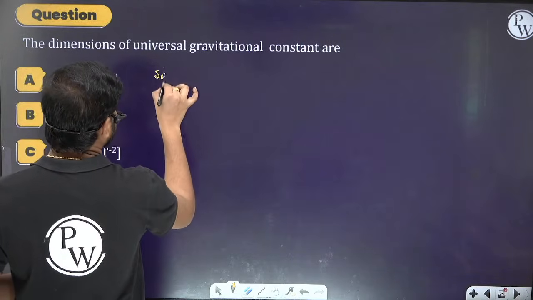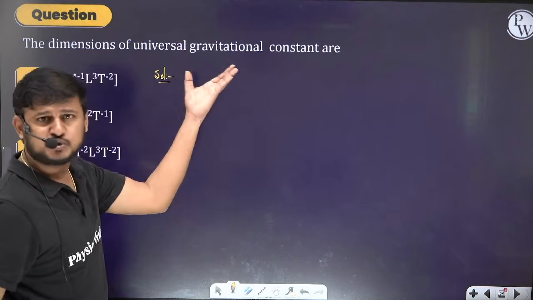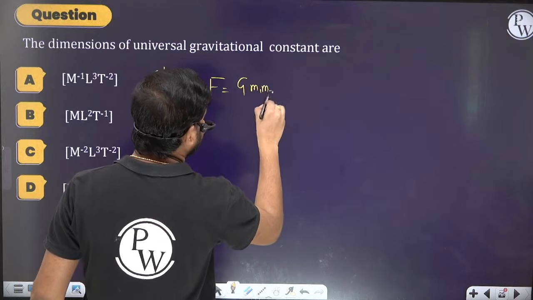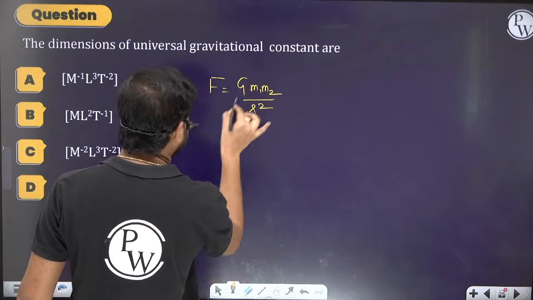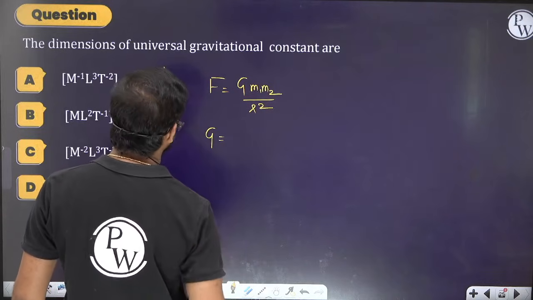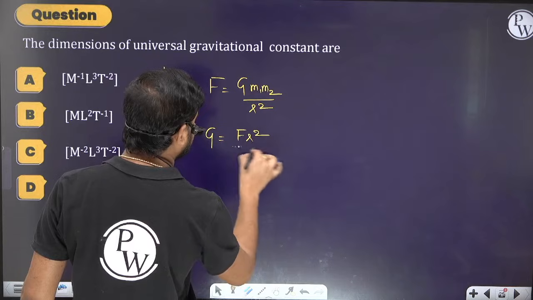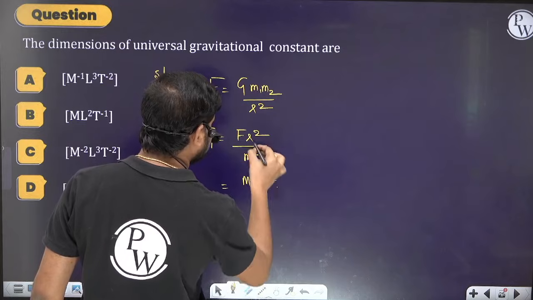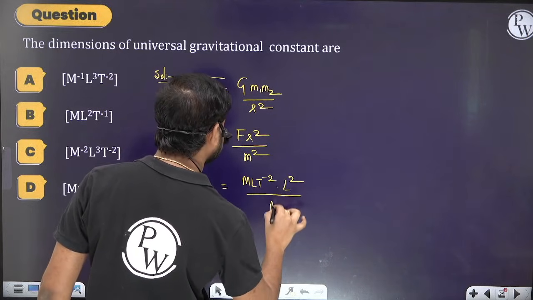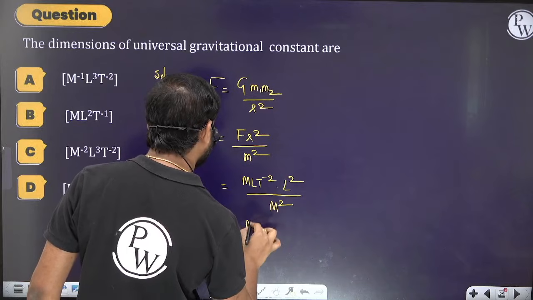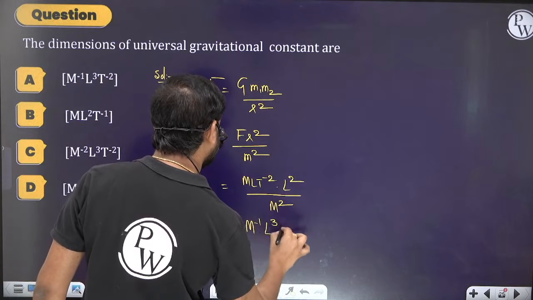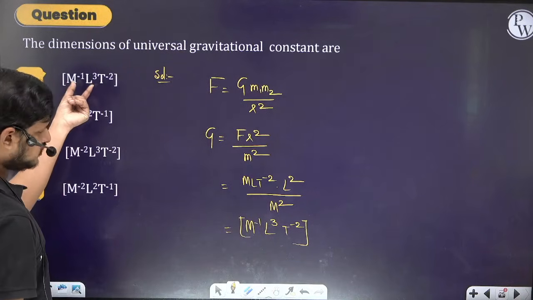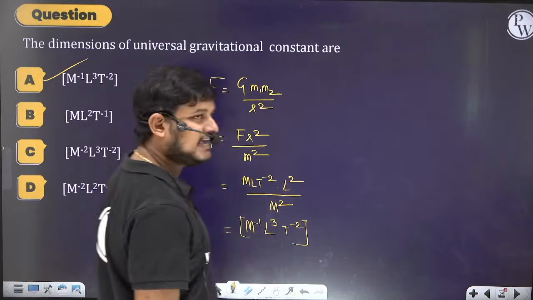The dimensions of the universal gravitational constant: either you do it through the units or you go through the formula, your wish. F is equal to G m1 m2 by r square. Let's consider these two masses are identical. Then G will be equal to F r square by m square. Force units are M L T to the power minus 2, and r is L square, and mass is m square. If you substitute here, we get M to the power minus 1, L to the power 3, T to the power minus 2. Option A is the correct one.